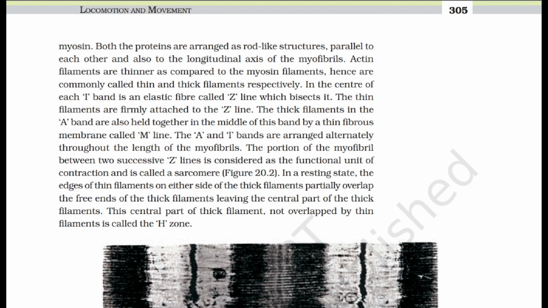The thick filaments in the A-band are also held together in the middle of this band by a thin fibrous membrane called M-line. The A and I bands are arranged alternately throughout the length of the myofibrils. The portion of the myofibril between two successive Z-lines is considered as a functional unit of contraction and is called a sarcomere. In a resting state, the edges of thin filaments on either side of the thick filaments partially overlap the free ends of the thick filaments, leaving the central part of the thick filaments. This central part of thick filament, not overlapped by thin filaments, is called the H-zone.